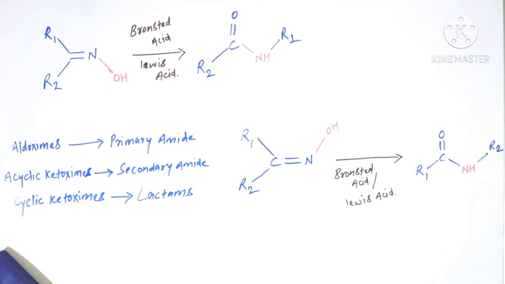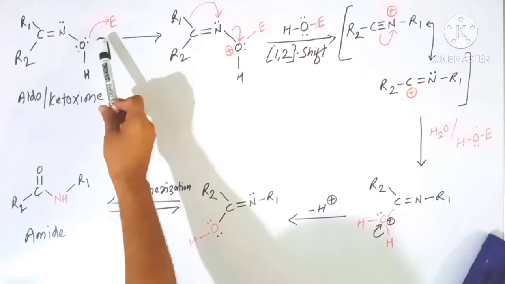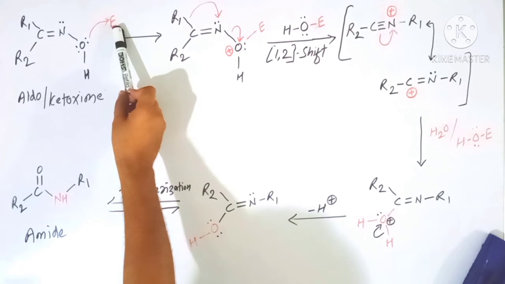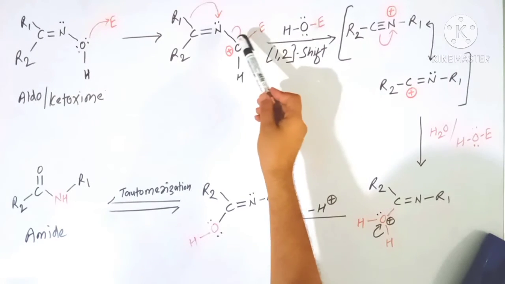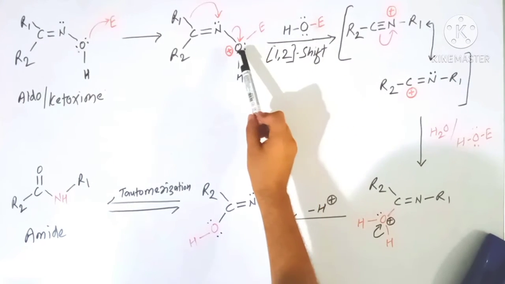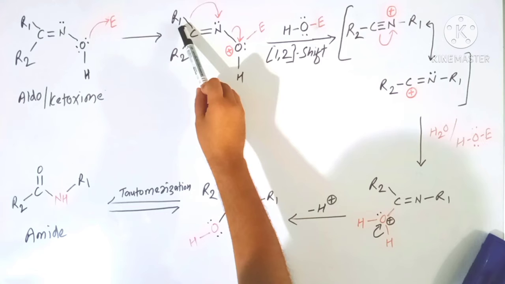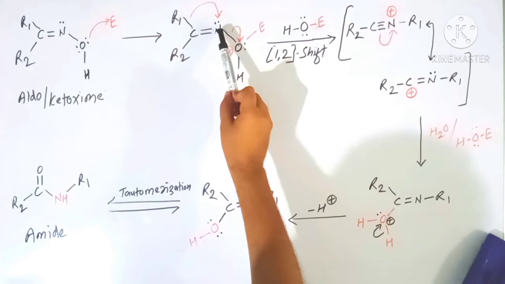Now we will see the mechanism, how this rearrangement actually takes place. In the first step of the mechanism, the hydroxyl group is converted to a leaving group by interaction with the electrophile. So here this lone pair of oxygen is accepted by this electrophile, and this hydroxyl group converts into a leaving group. After this, the leaving group breaks apart by breaking this nitrogen-oxygen bond, and simultaneously migration of R1 takes place from first position to the second position atom. So R1 shifted to the nitrogen.